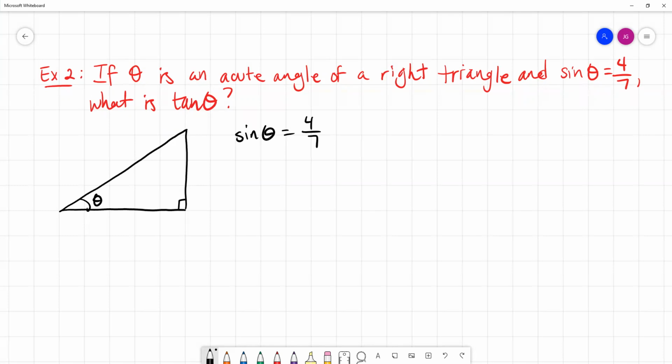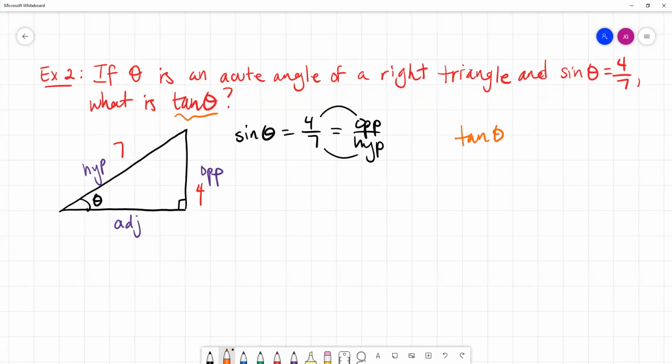Remember that sine theta is the opposite side divided by the hypotenuse. So that means 4 is the opposite side and 7 is the hypotenuse. Let's label that first. Our opposite side would be this one right here, since it's across from theta. This would be our adjacent side, and this would be our hypotenuse. So we know that the opposite side is 4, so this side length is 4, and the hypotenuse is 7. Now we have a little bit more to go off of.